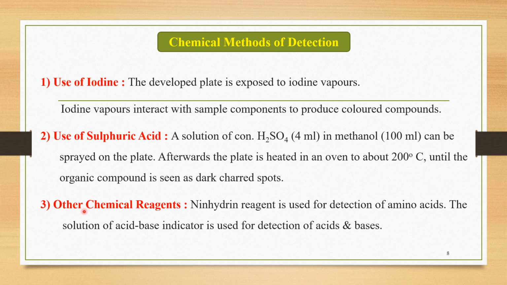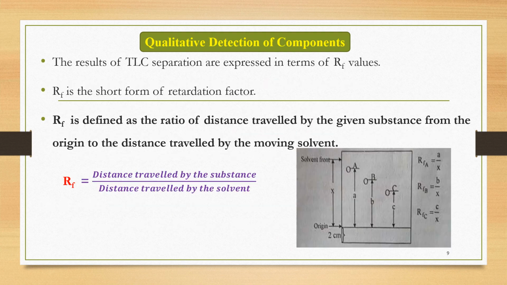The third important method is some chemical reagents. Ninhydrin reagent is used for detection of amino acids. A solution of acid base indicator is used for detection of acids and bases. So these are the three different methods for the detection of the sample spots on a glass plate.